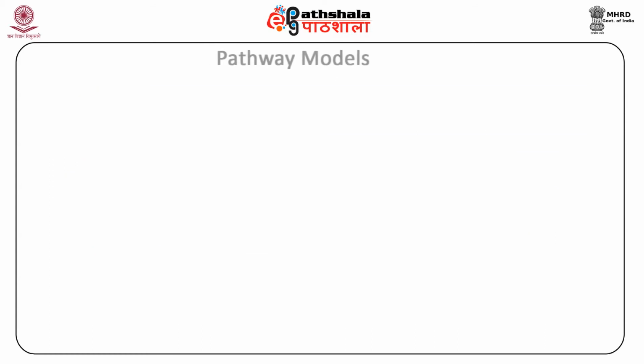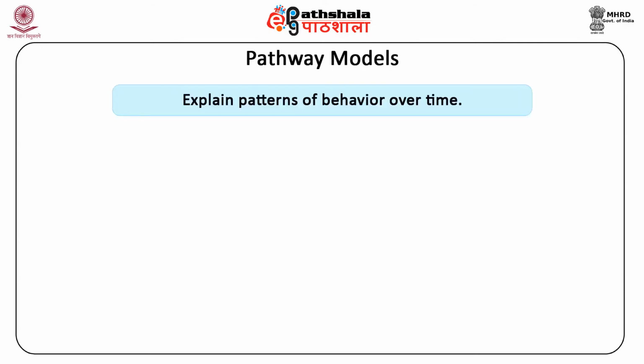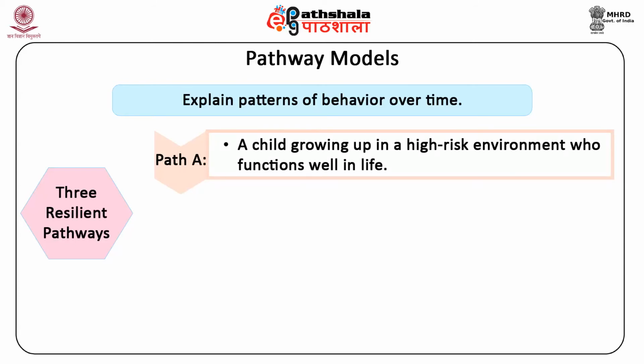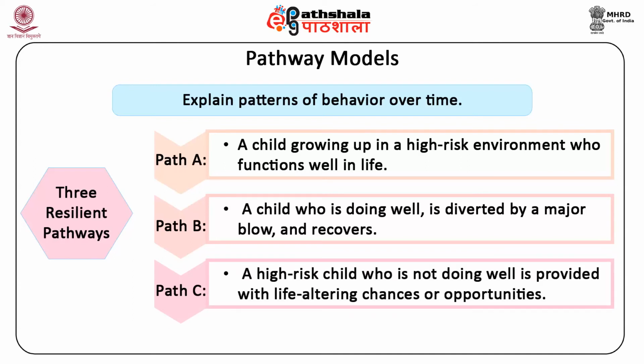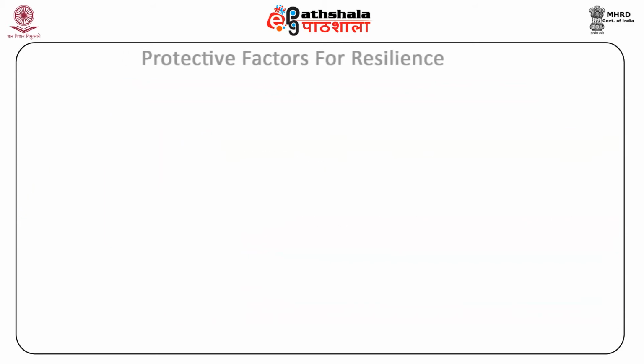Pathway models. Currently, there is growing interest in pathway models of resilience, which explain patterns of behavior over time. Three resilient pathways. Path A reflects a child growing up in a high-risk environment who functions well in life. Path B reflects a child who is doing well, is diverted by a major blow and recovers. Path C reflects a late bloomer pattern in which a high-risk child who is not doing well is provided with life-altering chances or opportunities.